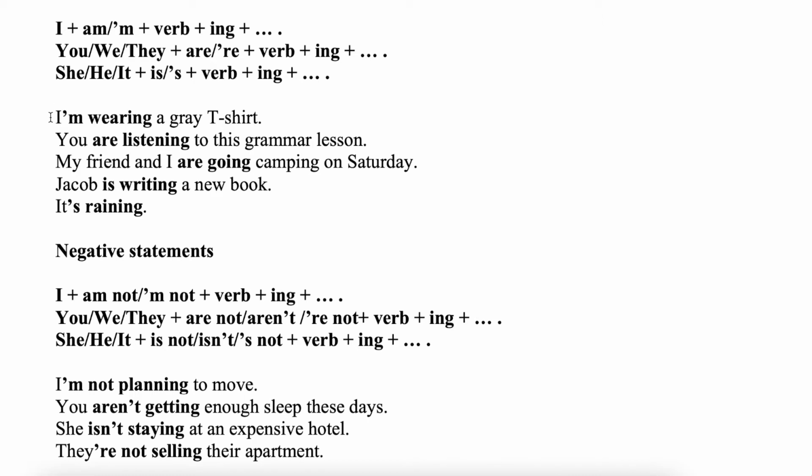I'm wearing a gray t-shirt. You are listening to this grammar lesson. My friend and I are going camping on Saturday. Jacob is writing a new book. It's raining.